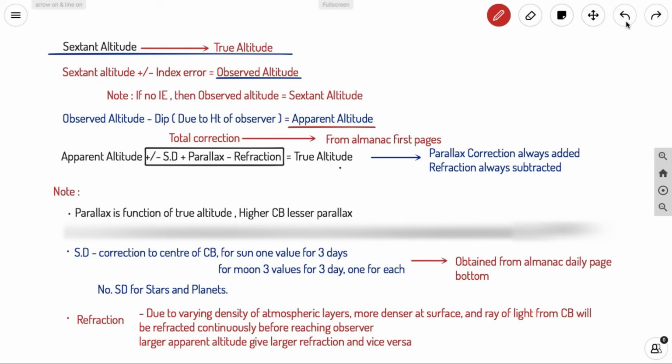Next is refraction. Due to varying density of atmospheric layers, refraction happens more at the denser surface. As you know, as we go from the surface of Earth higher, the density of the atmosphere decreases, and the ray of light coming from the celestial body passes from rarer medium to denser medium, and is continuously refracted before reaching the observer. That is what is called refraction, and refraction is always subtracted from your apparent altitude. It's always a negative correction. Also, larger apparent altitude gives larger refraction and vice versa.